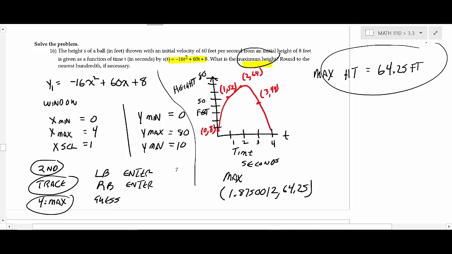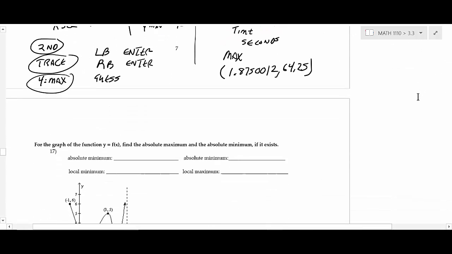Okay. Now that's something you're going to do from time to time in the class, is use your calculator to find maximums, minimums, and different things like that. All right, everybody with me okay? Okay. All right, very good.